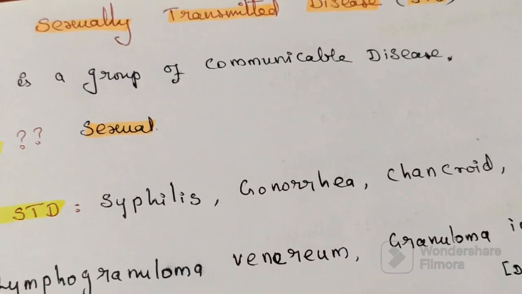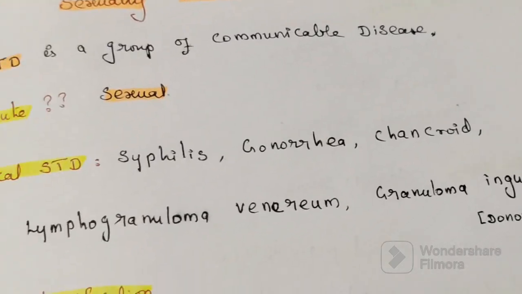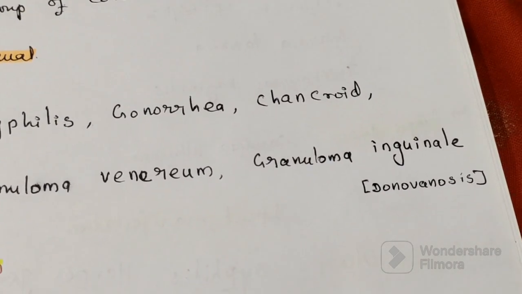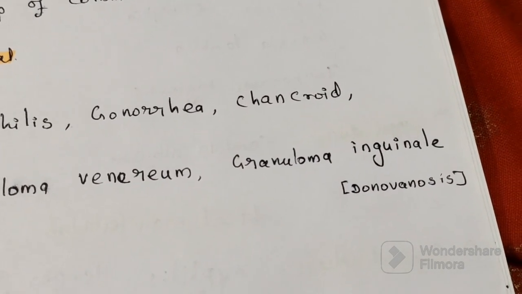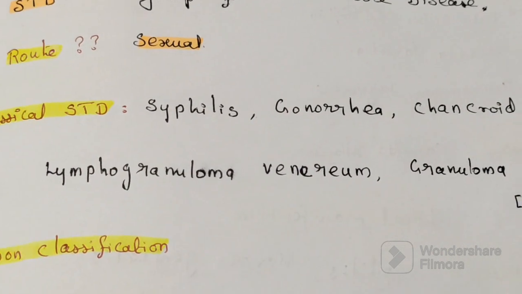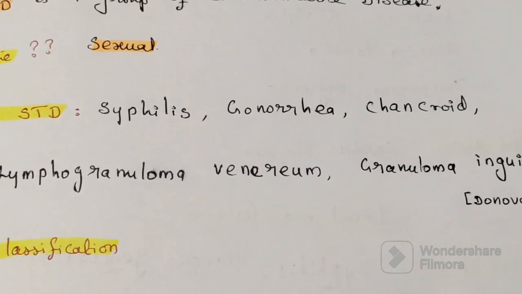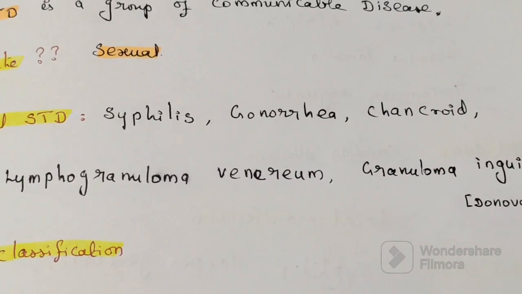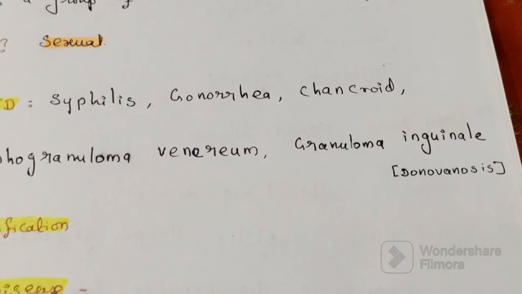That is syphilis, gonorrhea, chancroid, lymphogranuloma venereum, granuloma inguinale, that is donovanosis. So what are the five main classical STDs? Syphilis, gonorrhea, chancroid, lymphogranuloma venereum, granuloma inguinale.